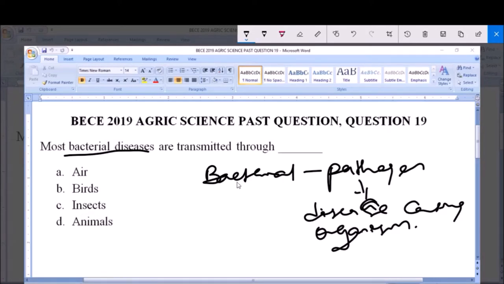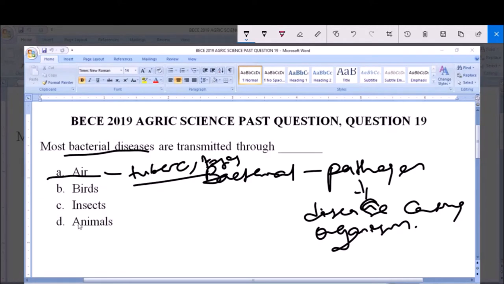Now we are asked to find the most common way by which all these bacterial diseases are transmitted. Bacterial diseases are transmitted mostly by air. An example is tuberculosis. Tuberculosis is a bacterial disease transmitted by air, that is, an airborne disease. If an infected patient sneezes or coughs, the disease is transmitted to another person.